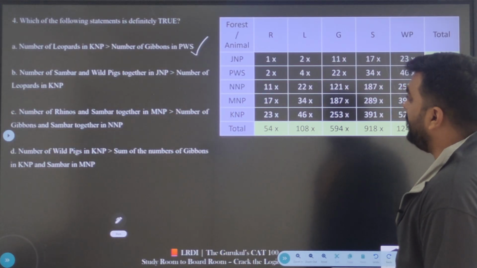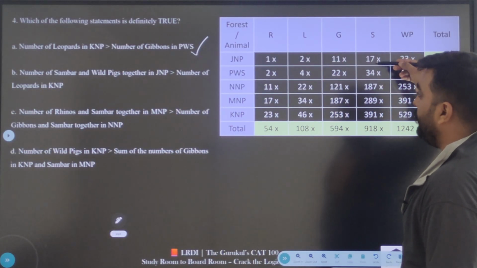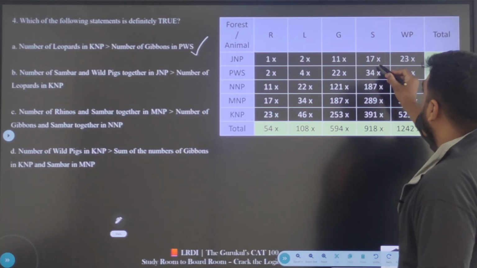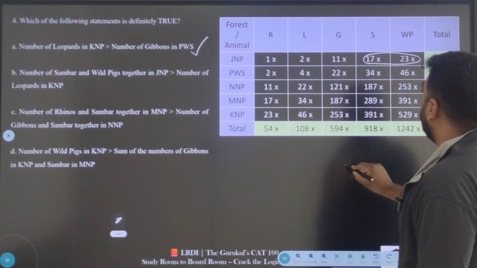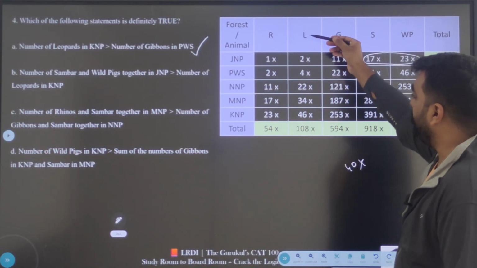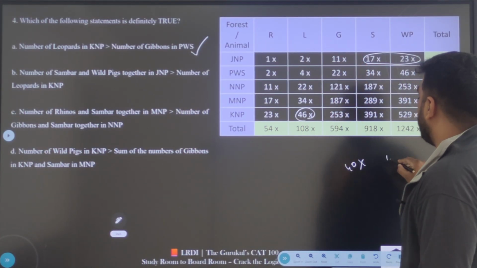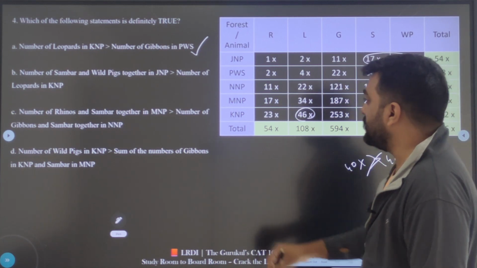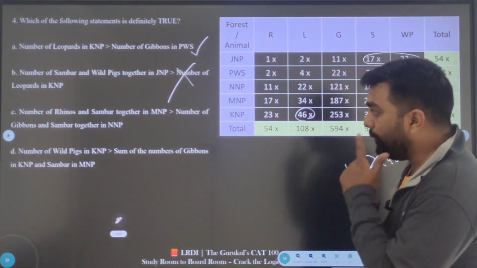Second one. Number of S and WP in J and P, these two together, which is equal to 40x, more than number of L in K and P. L in K and P is 46. This is not more, so this is not happening. Second one is not true.